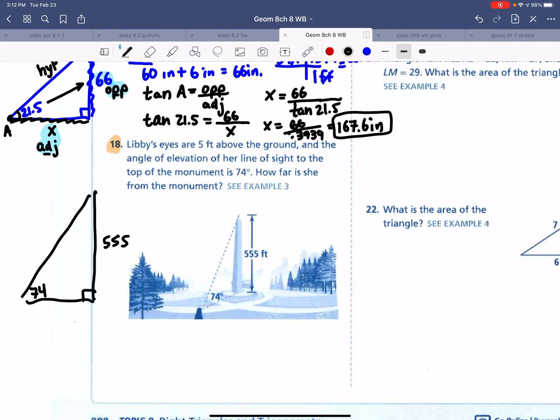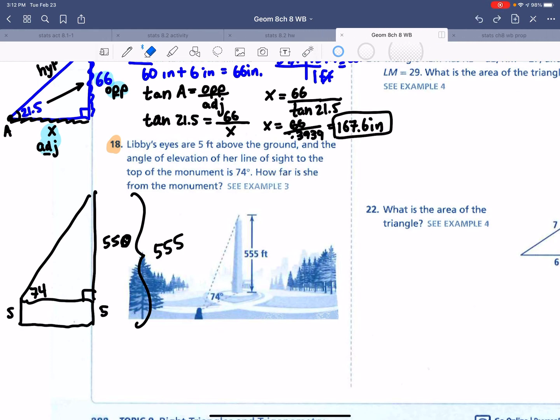And her line of sight is, so this is 5 feet off the ground, and that's a rectangle, right? So this would be 5 feet, and this would be 5 feet. Oh, but this would be this. That makes sense. This whole thing is 555 feet. Okay. How far is she from the monument? Okay, so here she is, 5 feet off the ground, looking up.